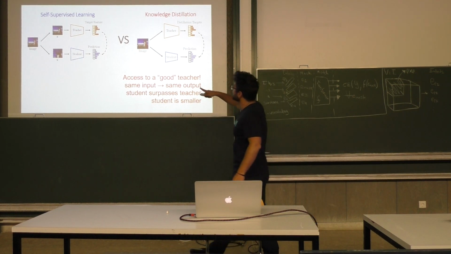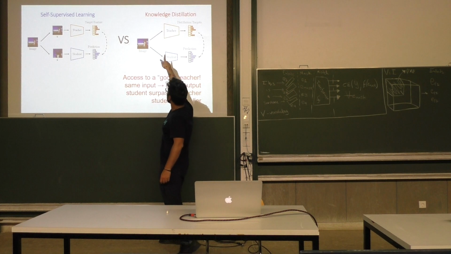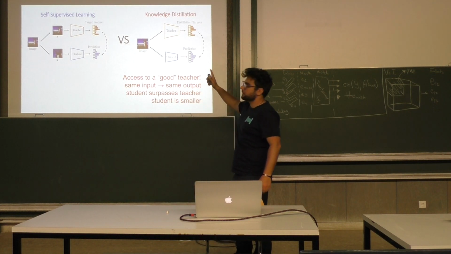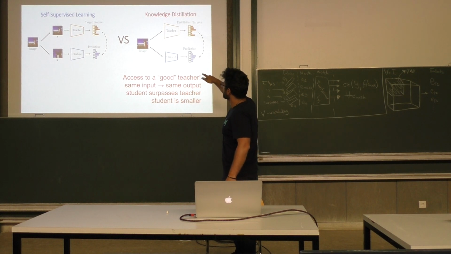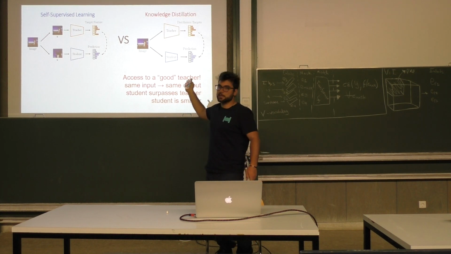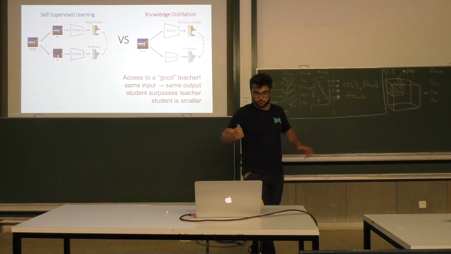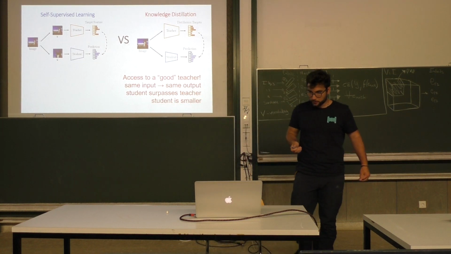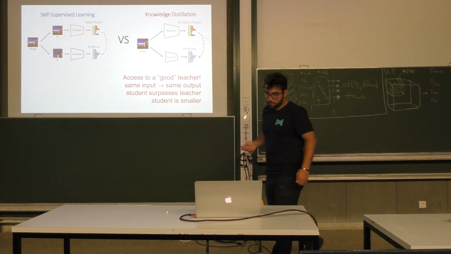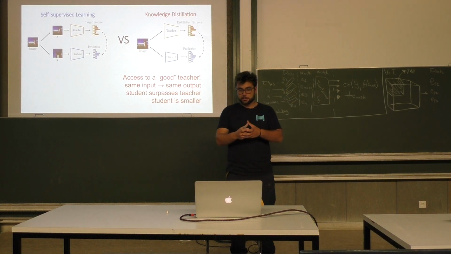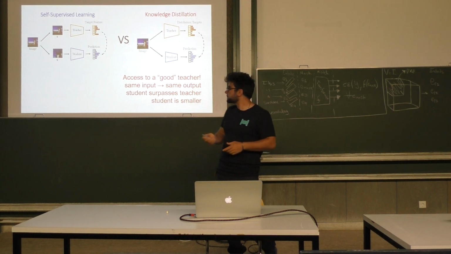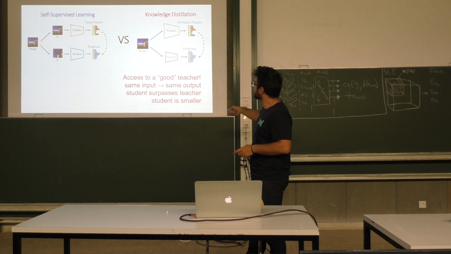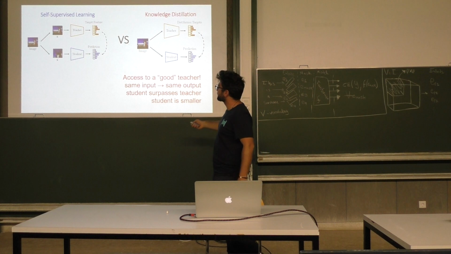Another thing is that the input to both models is the same, either if we use augmentations or without augmentations. So both models see exactly the same image information in general. The student is typically smaller, and the student surpasses the teacher. This would be the ideal case, but it's not really happening, just ignore this part.